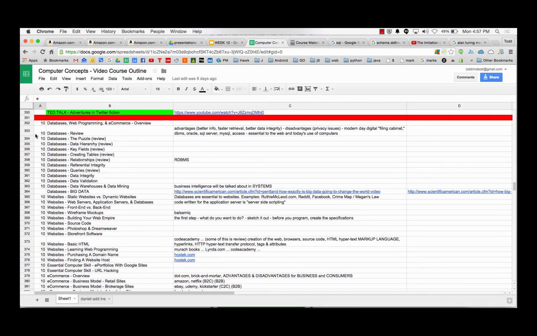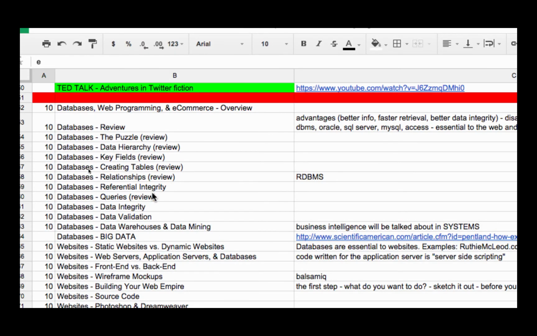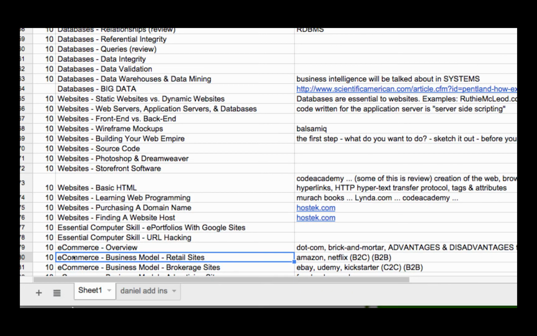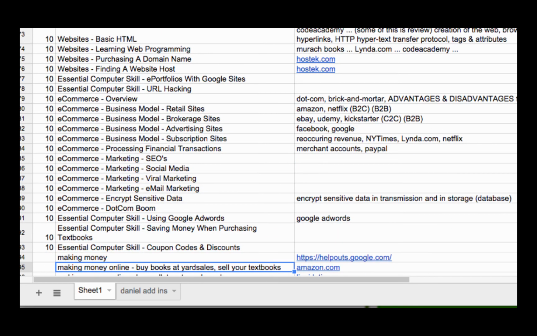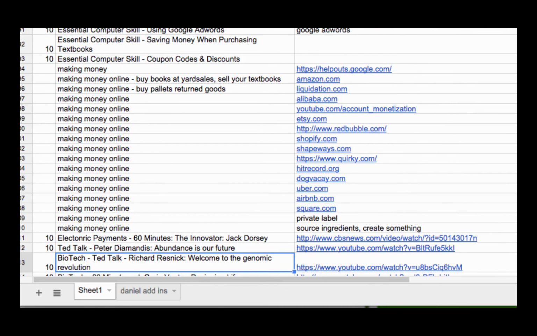So pretty fascinating stuff. This is some of the stuff that's in our list here, and this is accessible on Blackboard under lectures. You could go through this. We talked about databases, so we just did that, and the data hierarchy and that puzzle we looked at and key fields. We didn't do any of this stuff. Then we looked at websites last week. But e-commerce, we haven't talked about that yet. E-commerce is just electronic commerce. We did talk about the dot-com boom. That rings a bell. But then there was some stuff in here about making money online.